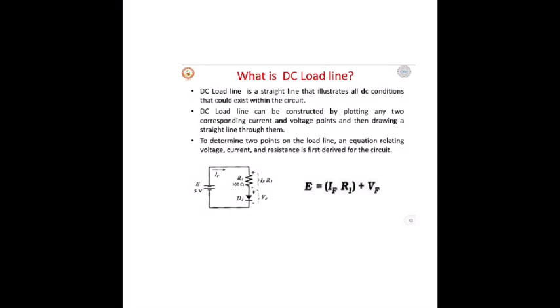So what do you mean by DC load line? DC load line is a straight line that illustrates all DC conditions that could exist within the circuit. DC load line can be constructed by plotting two corresponding current and voltage points and then drawing a straight line through them. To determine 2 points on the load line, an equation relating voltage, current and resistance is first derived for the circuit. Here, we apply E is equal to IF into R1 plus VF.